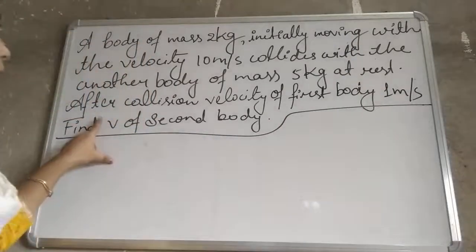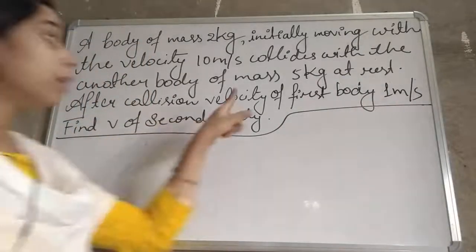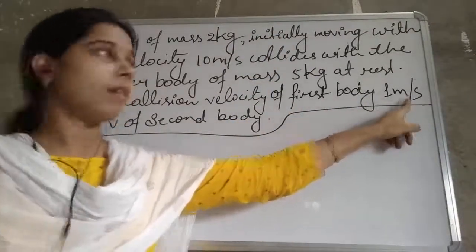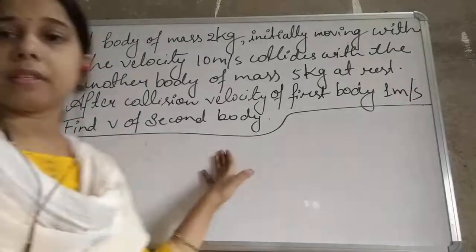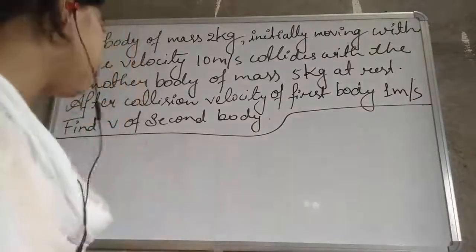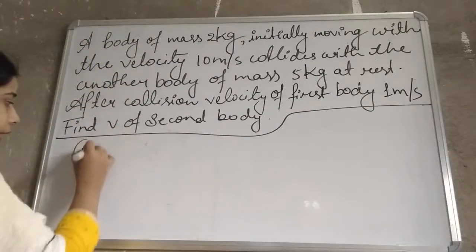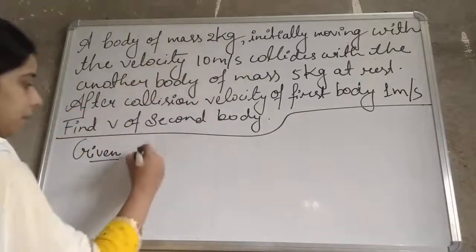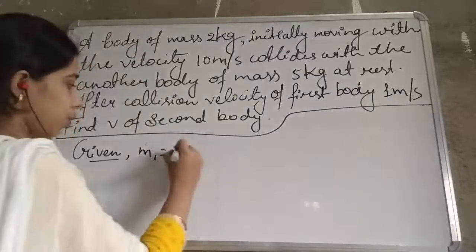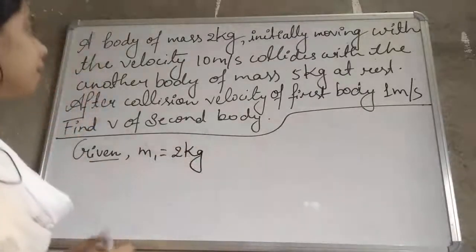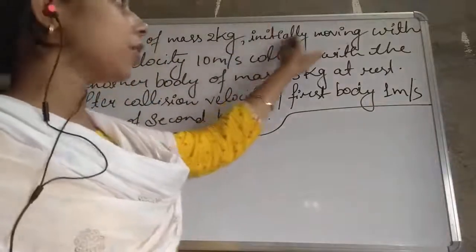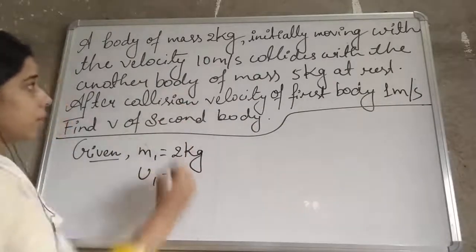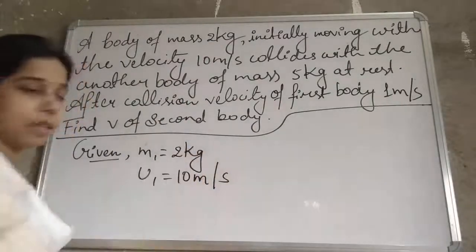Now after collision, what happened? The velocity of the first body becomes 1 meter per second. We have to find the velocity of the second body. So first of all, we will see what is given here. The mass of the first body, m1, is equal to 2 kg, and initially it was moving with a velocity of 10 meter per second. So u1 is equal to 10 meter per second.